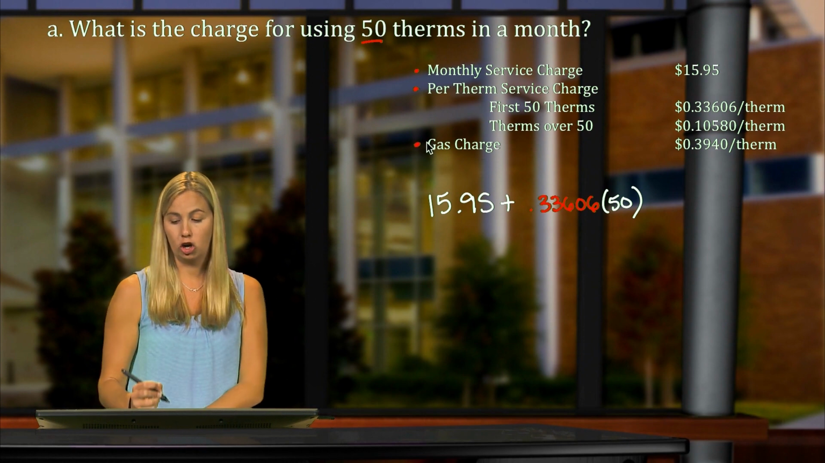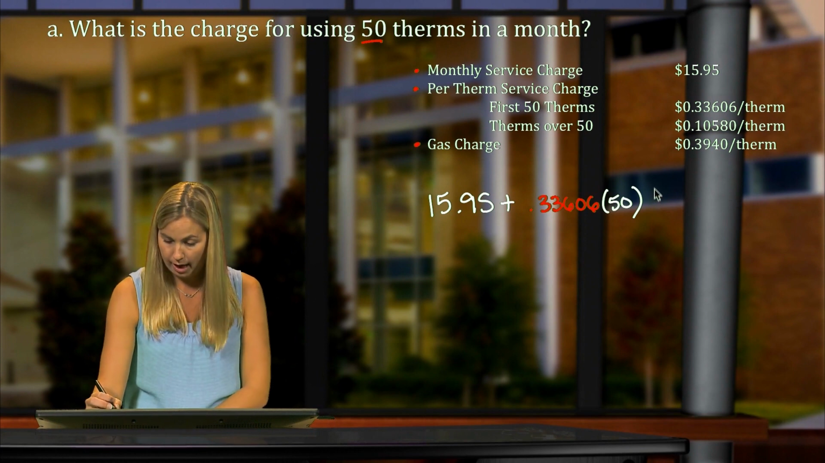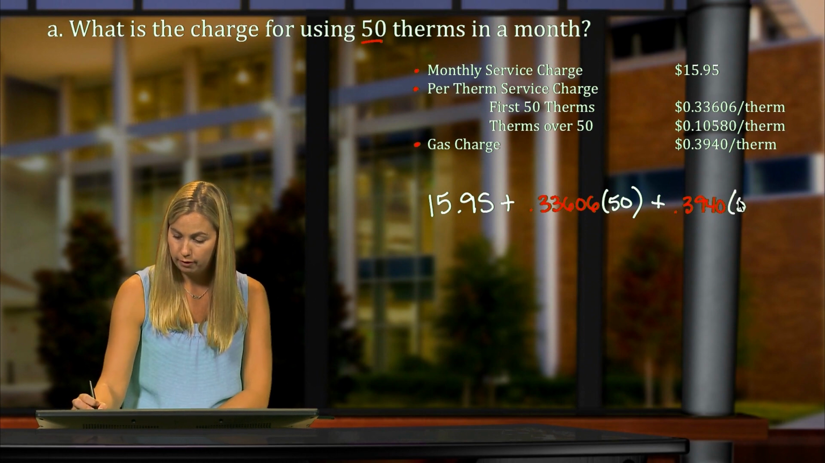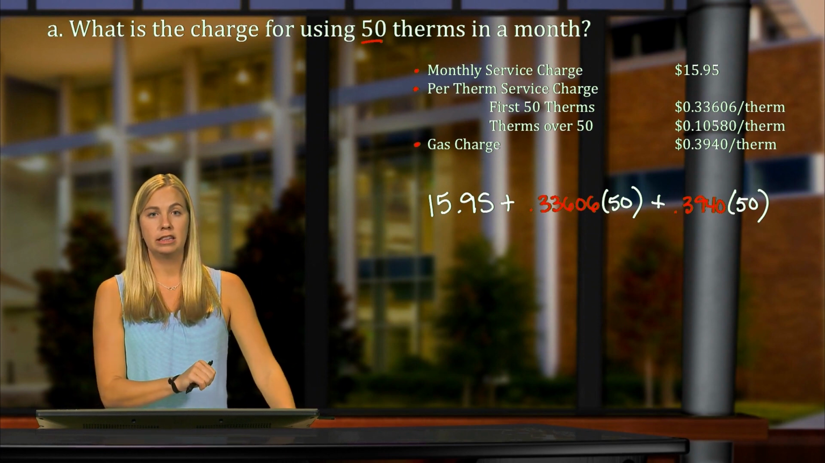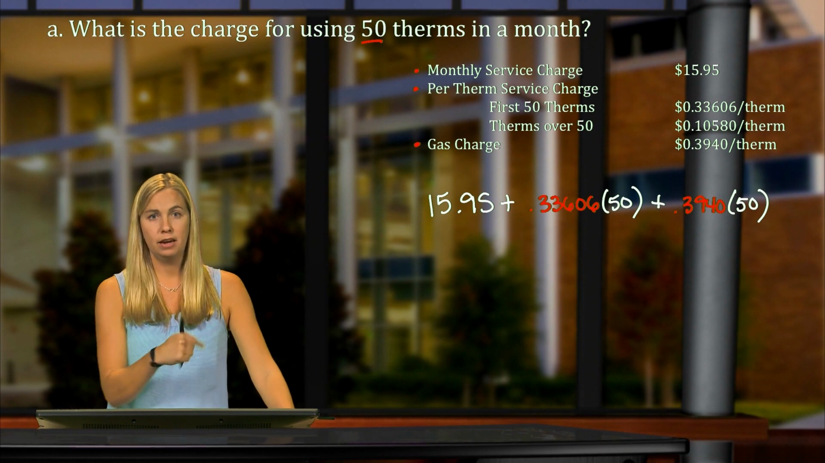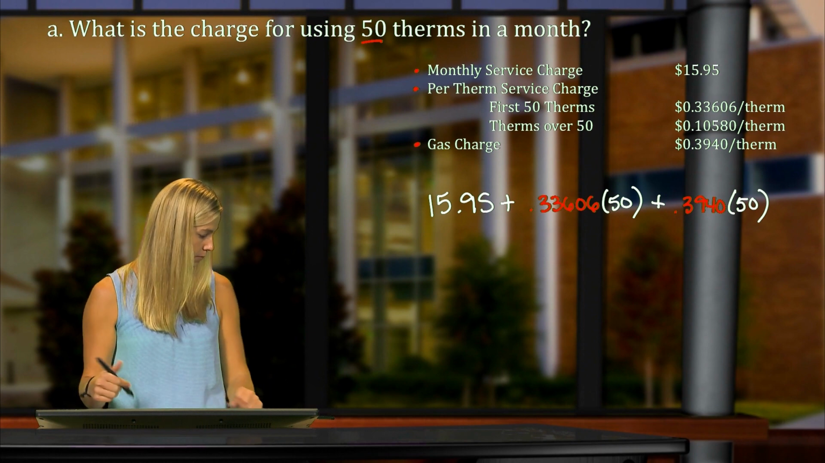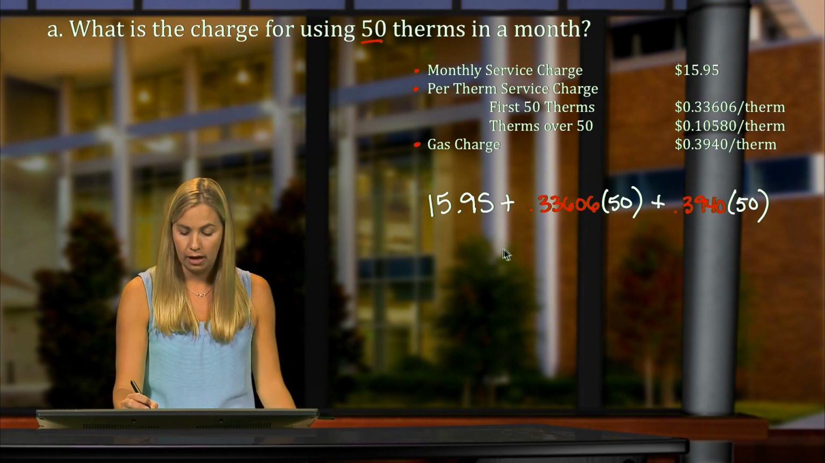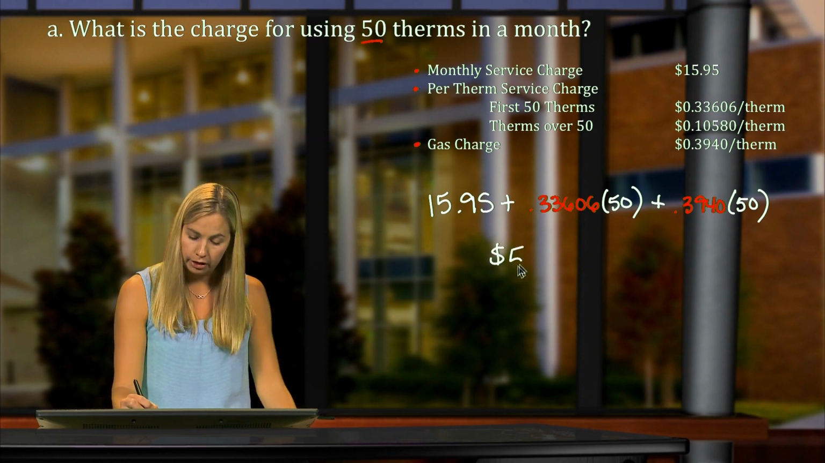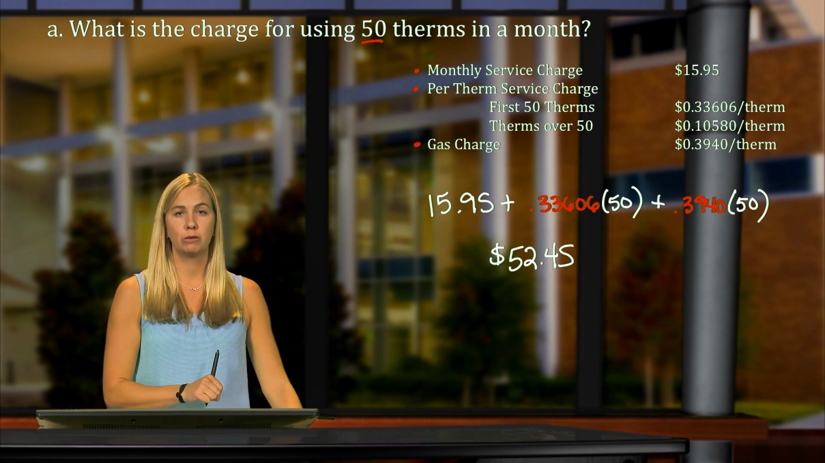And last, we have our gas charge. Our gas charge doesn't change based on how many therms we use. It's constant. So we also have 0.3940 times 50. Go ahead and pause the video here for a second and calculate this using your calculator, and then press play and we'll go over that answer. When you multiply and sum these values, we get a bill of $52.45. That's if we used exactly 50 therms in 1 month.